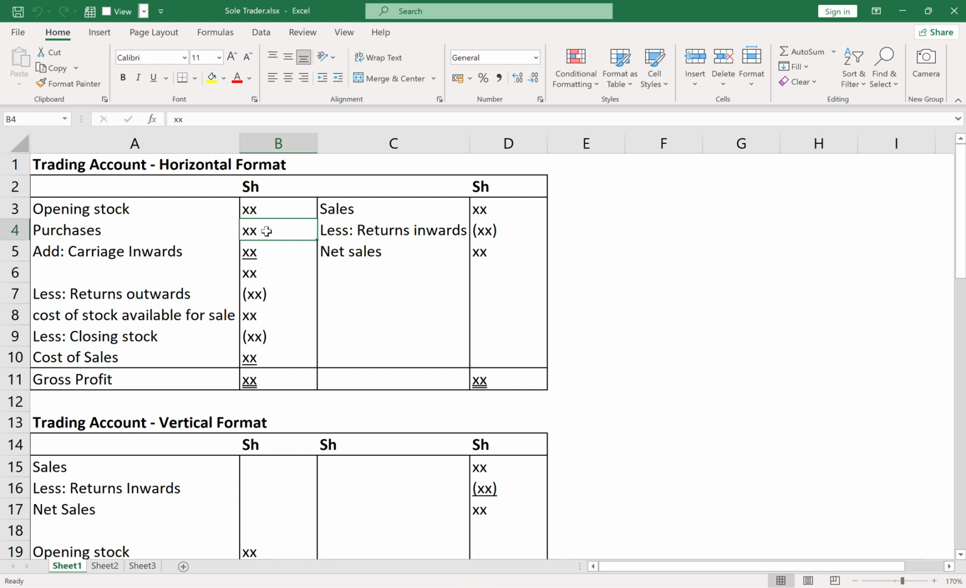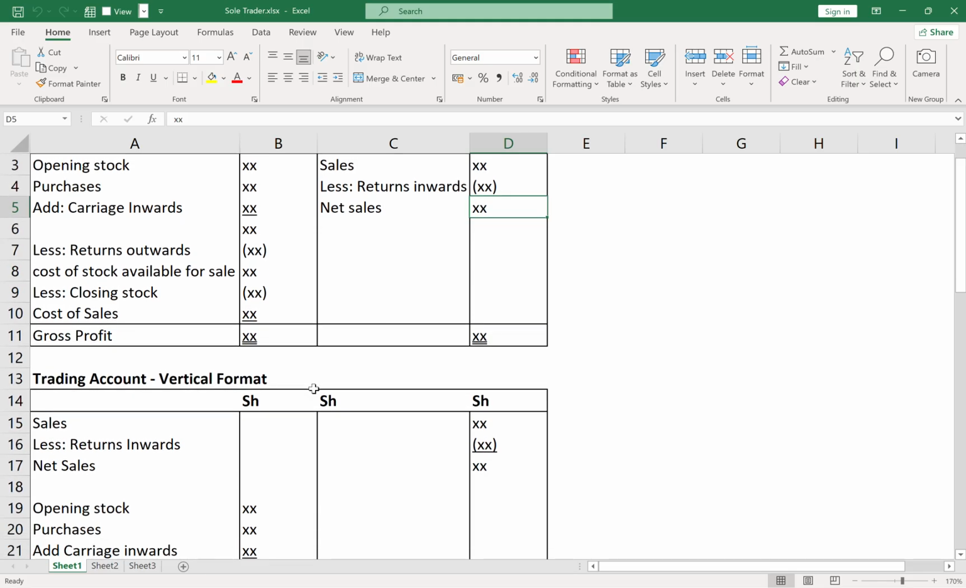We add the purchases. Then we add the carriage inwards, and then we get the total. From there we less the returns outwards. We shall get the cost of stock available for sale. Then we less the closing stock. We get the cost of sales. Then on the right hand side we have the sales. We less the returns inward. We get the net sales. So that is how we are going to get the gross profit.